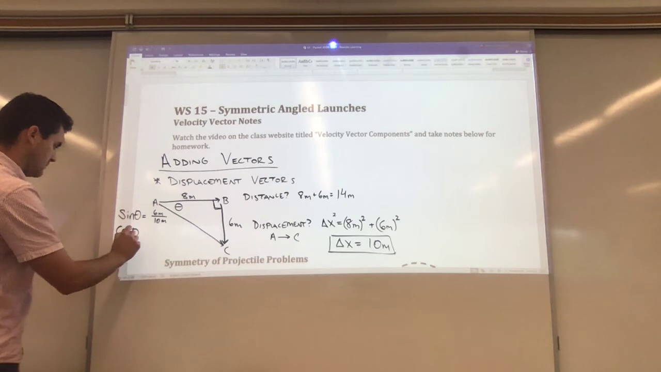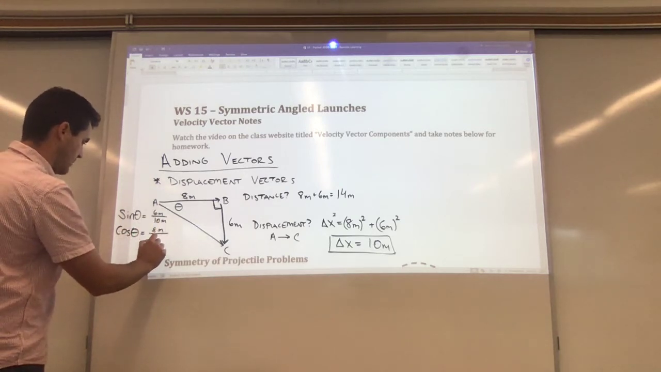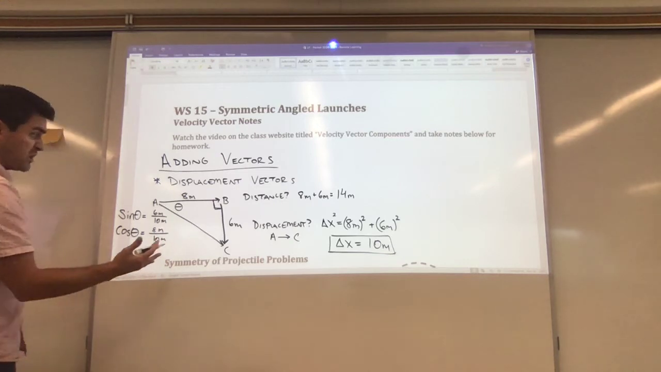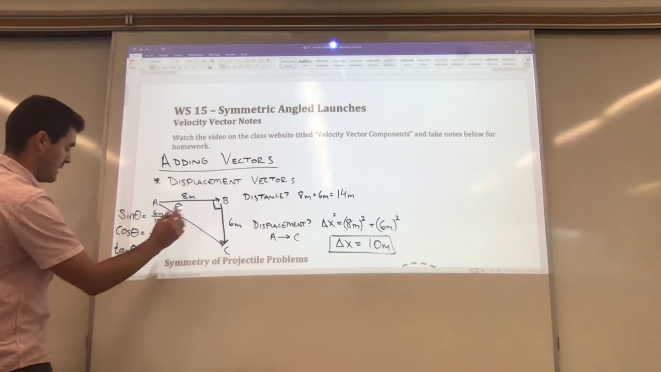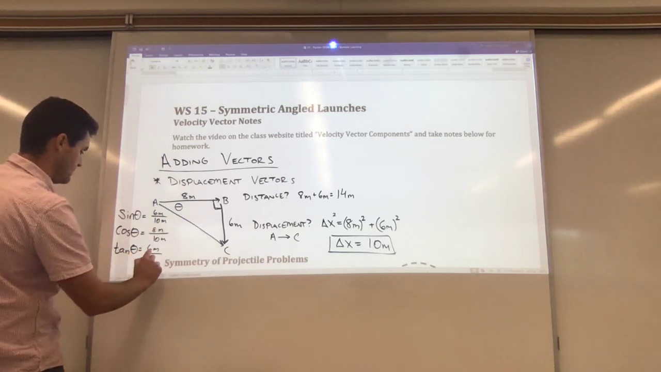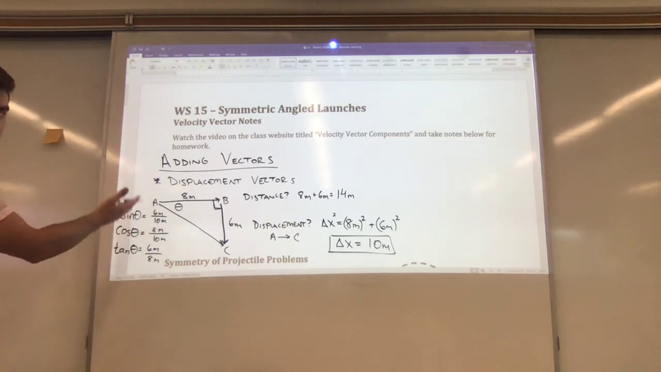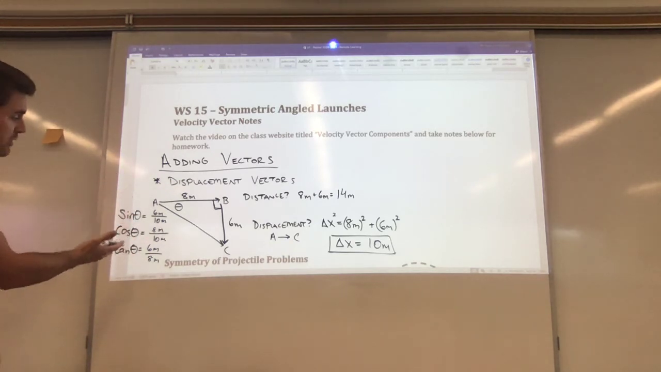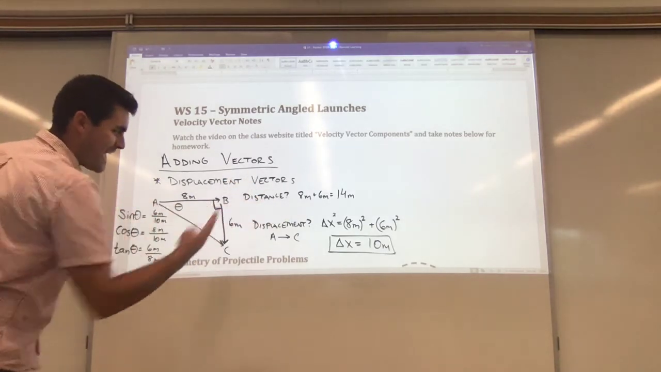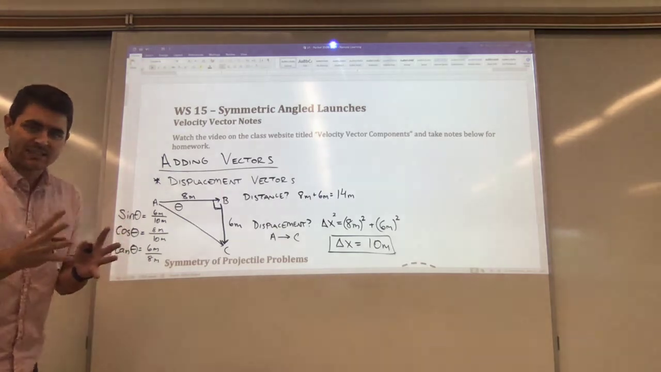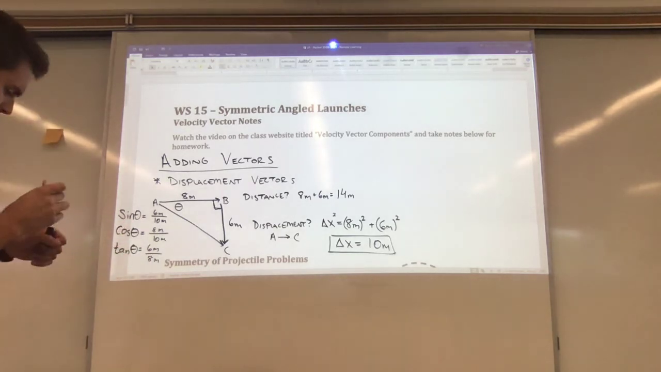Cosine would be 8 meters over 10 meters. Or I suppose we could do tangent and have that be 6 meters over 8 meters. Any one of these inverse trig calculations would allow you to find the angle. You could go ahead and say it was 10 meters at this angle to the right. That would be a way I could find my displacement.